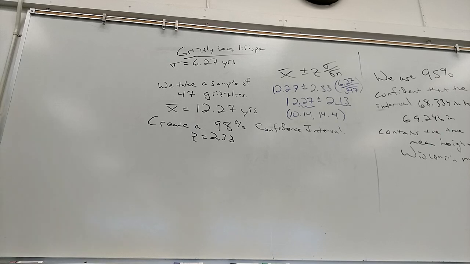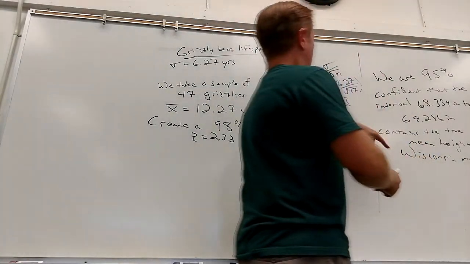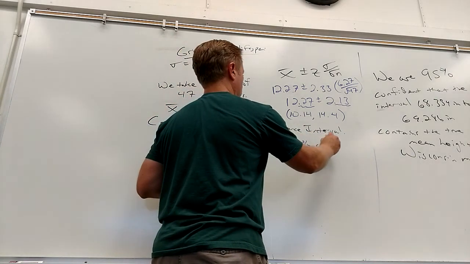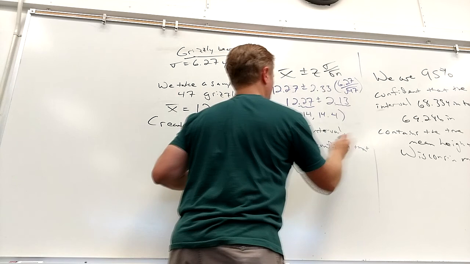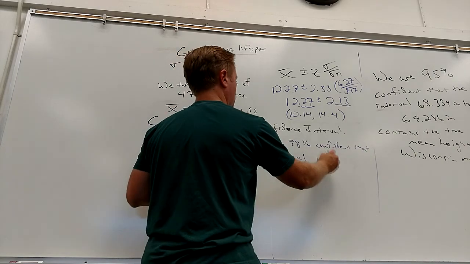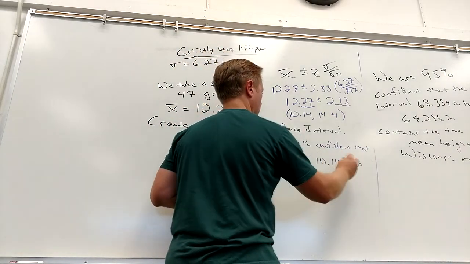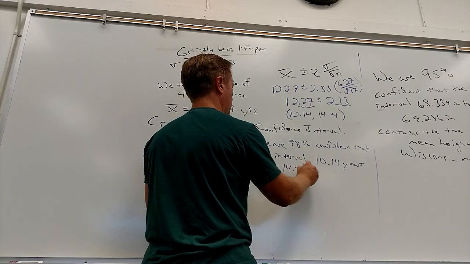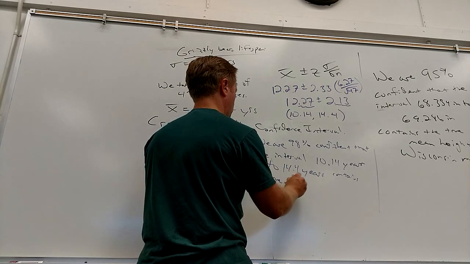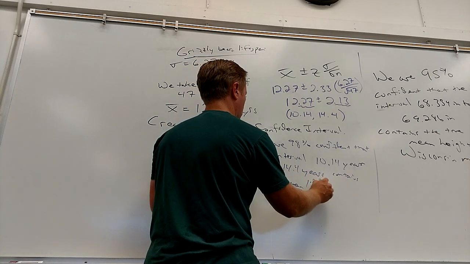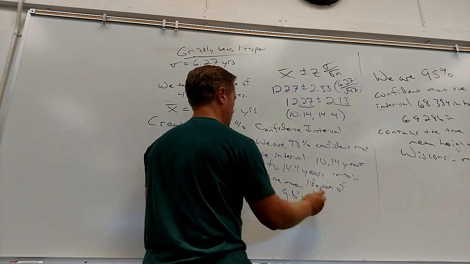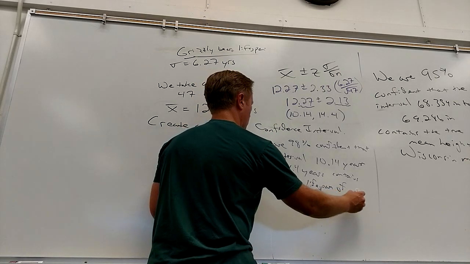Alright, let's see. What do you guys come up with for the statement? Yeah, we are 98% confident. The interval 10.14 to 14.4 years. So 14.4 years. True mean. True mean lifespan. Yeah. Grizzly bears, GBs, in this area.